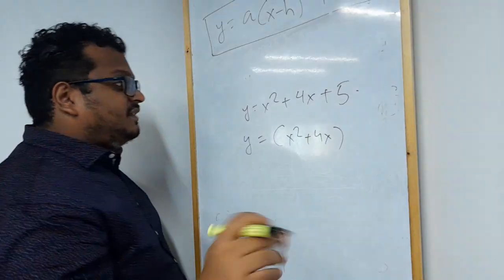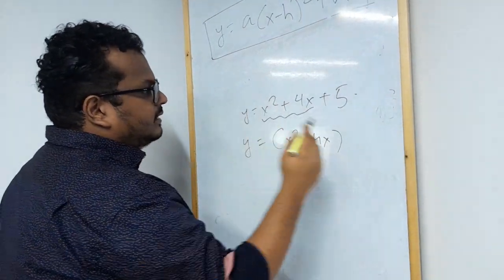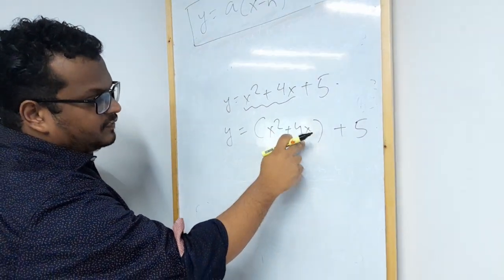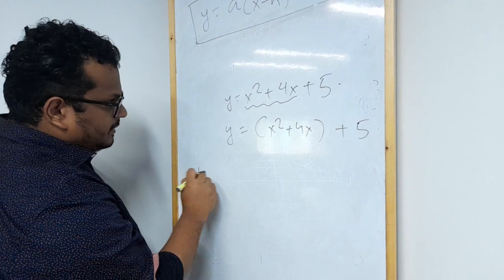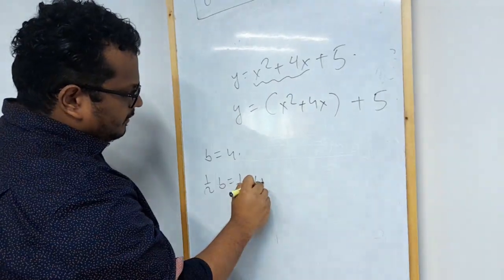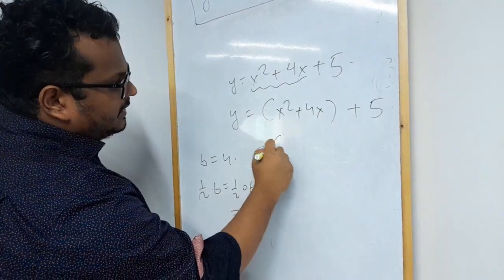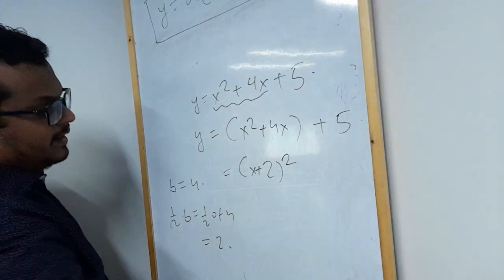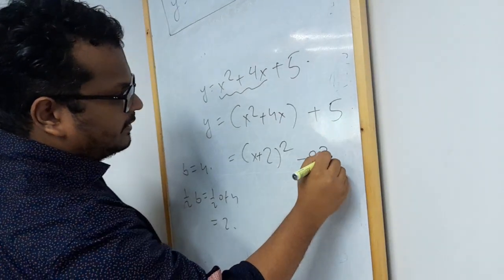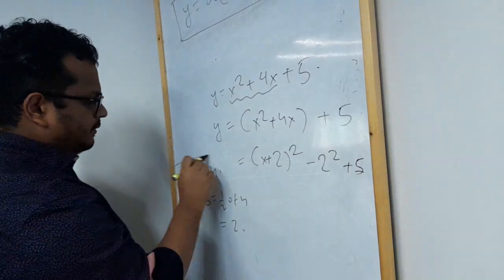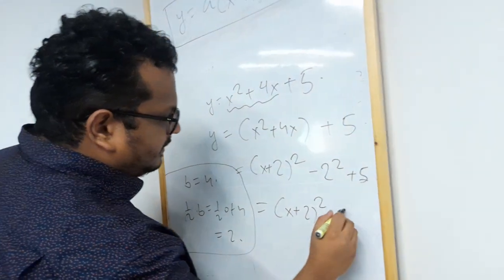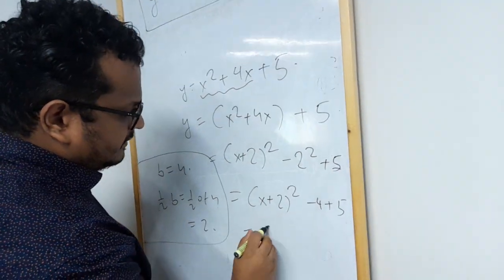As I taught you in my previous video, you only deal with a and b, and you leave the constant outside. Here, b is the coefficient of x, which is 4. So half of b would be half of 4, and that is 2. So this would be (x plus 2) whole square. And then you have to subtract half of b squared, so 2 squared, plus 5. So basically it will be (x plus 2) whole square minus 4 plus 5.